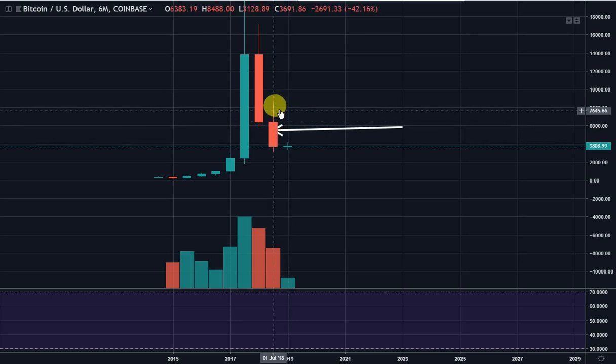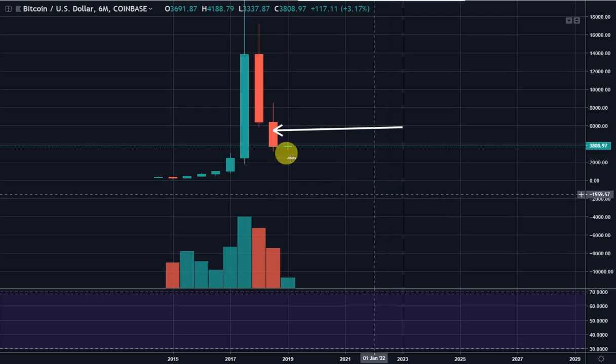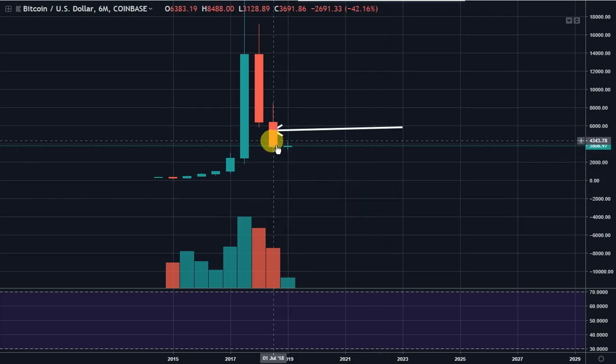The buyers brought it up, failed. Sellers overtook them, pushed it back down, and closed it right on the lows. It's a poor candle. It's not a sign of strength. There's no strength in that candle whatsoever. And this candle also tells us that these lows should be taken out at some point.